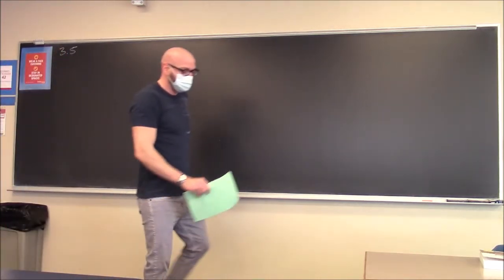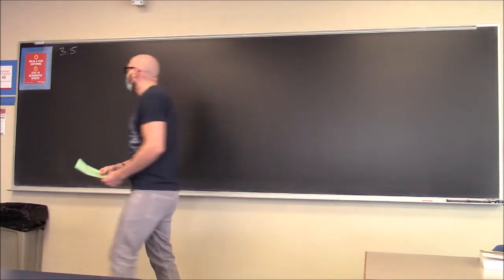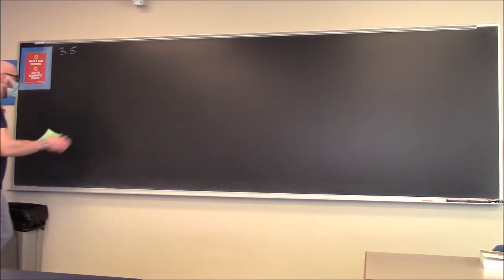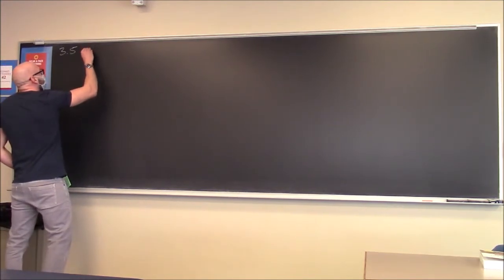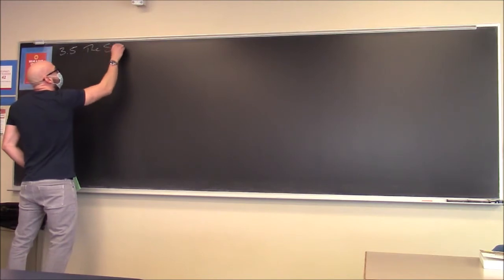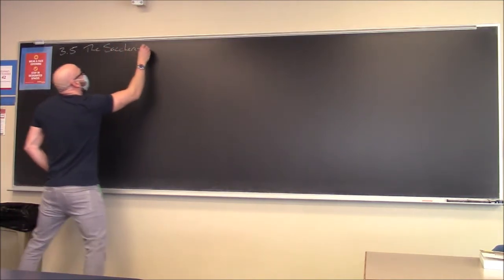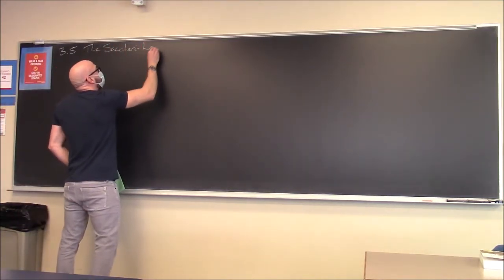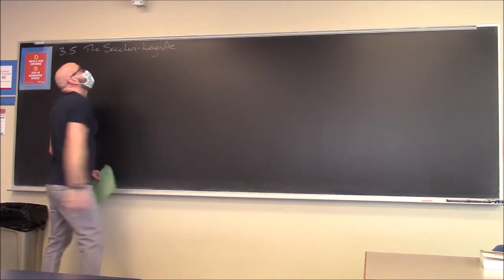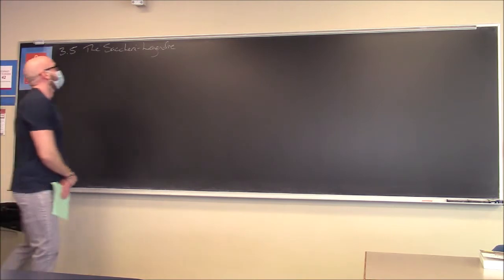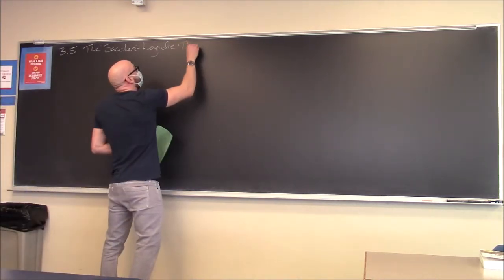So 3.4 was the place of parallels. We talked a little bit about theorems that are equivalent to Euclid's fifth postulate. Now we're coming back to the Saccheri. I usually call it the Saccheri-Legendre. My French isn't very good, so my pronunciation of his name is not the best, but the Saccheri-Legendre theorem.